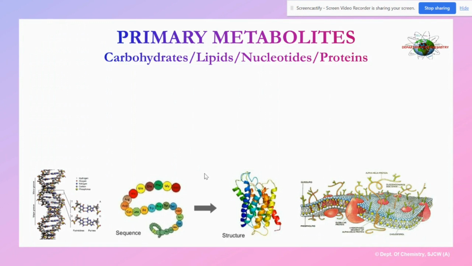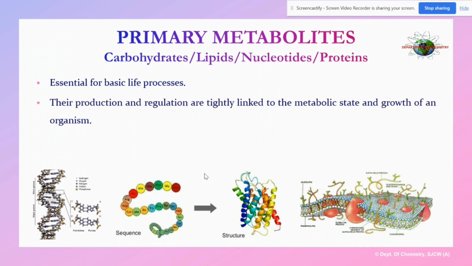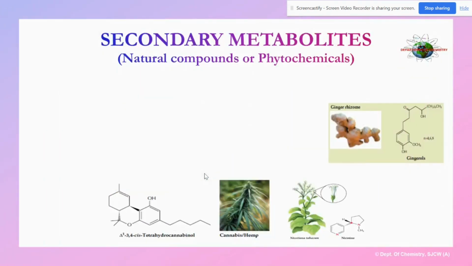Primary metabolites are carbohydrates, lipids, nucleic acids, proteins, etc. They are very much essential for basic life processes. Their production and regulation are closely linked to the metabolic state and growth of an organism. They are found in all living organisms, that is, plants, animals, and human beings.